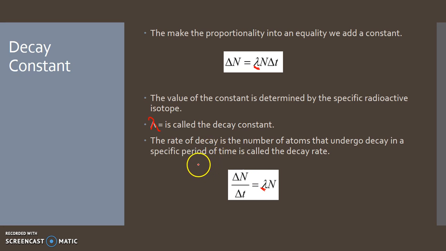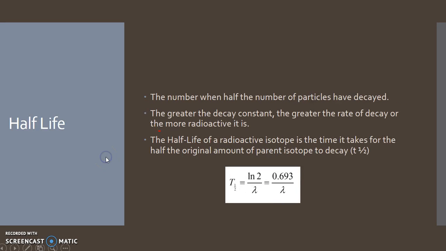The number of atoms that undergo decay in a specific period of time is called the decay rate. The time when half the number of particles have decayed is considered the half-life. The greater the decay constant, the greater the rate of decay, or the more radioactive the particle is. The half-life of a radioactive isotope is the time it takes for half of the original parent isotope to decay. So that's T1/2.